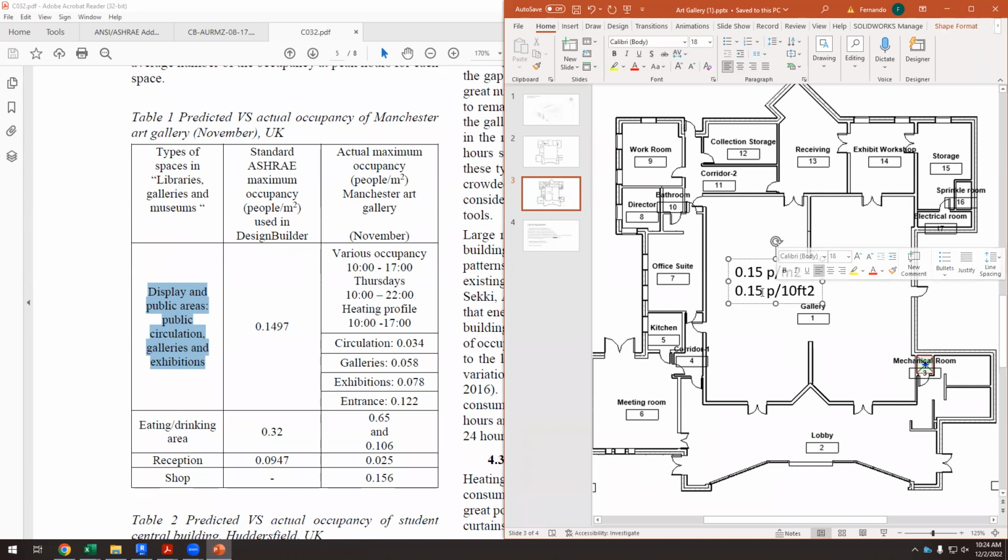Okay. So if we multiply this by 100, we have 15 people per 1,000 square feet. So that's it. We have 15 people per 1,000 square feet. So now the question is, how many square feet do we have in this art gallery?